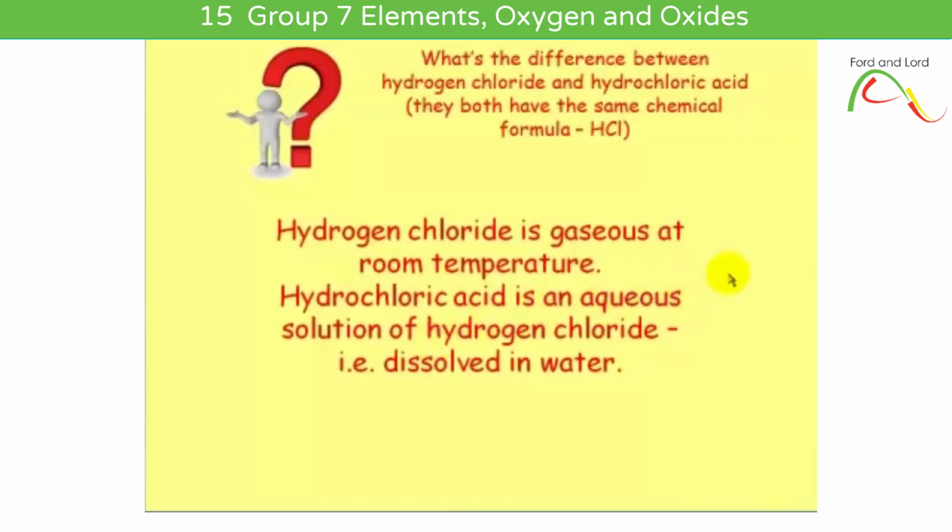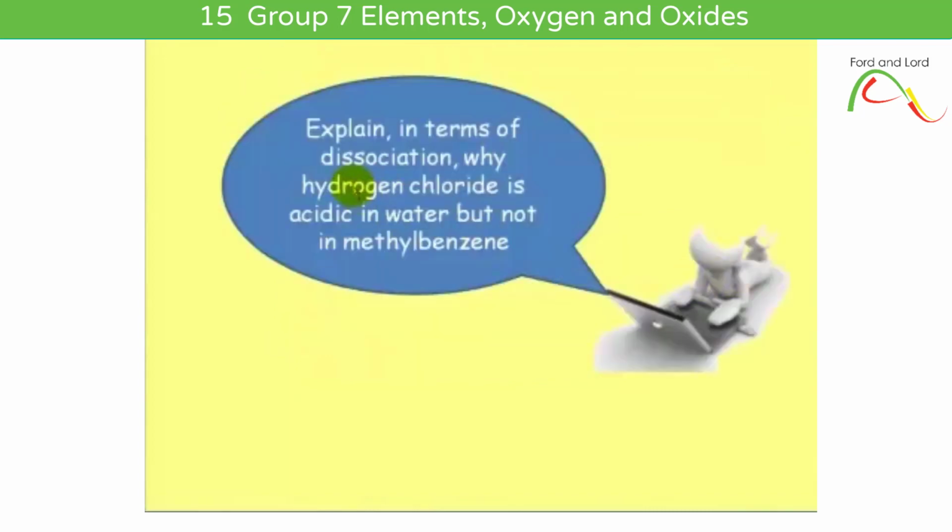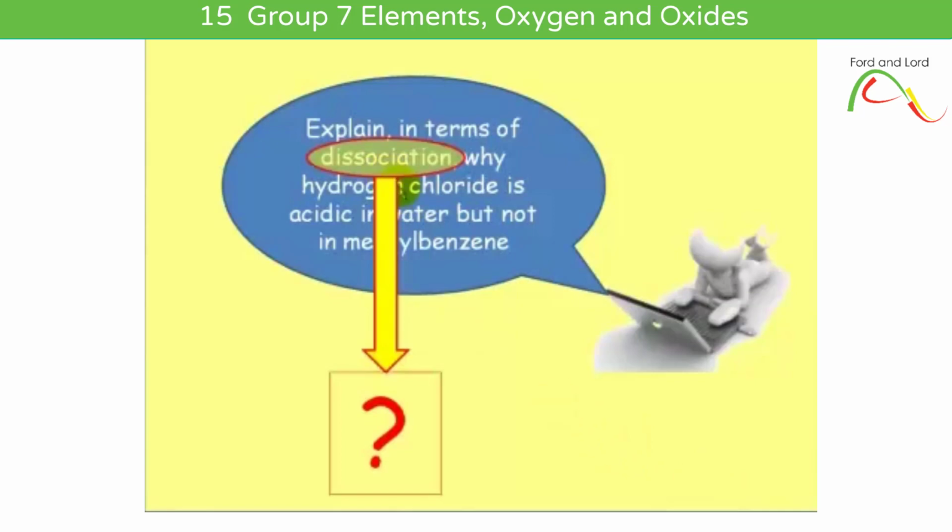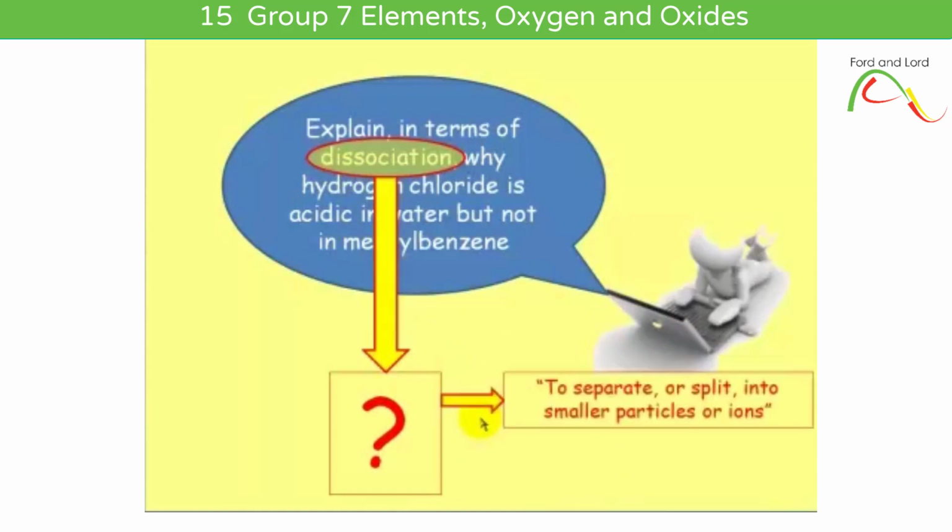Right, now, this is a bit of a tricky question, isn't it? This is off the specification. Explain in terms of dissociation why hydrogen chloride is acidic in water but not in methylbenzene. What a good question. Now you may be looking at this and thinking, what is this word, dissociation? Well, I'm defining some of these key terms so we're really clear what they are. Dissociation means, in simple terms, to separate or split into smaller particles or ions.